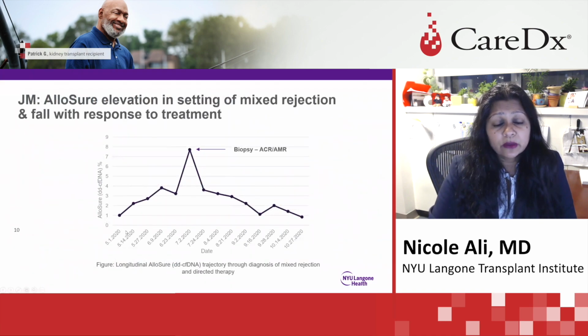We did monitor AlloSure levels on her, so her discharge AlloSure was just about at 1, and then through the subsequent checks, her numbers went up. Unfortunately, we were still on the tail end of COVID in the hospital, and her kidney biopsy was delayed. By the time we got her in for a kidney biopsy, her AlloSure score had gone up quite high into the 7 range, and that biopsy showed cellular and antibody-mediated rejection.